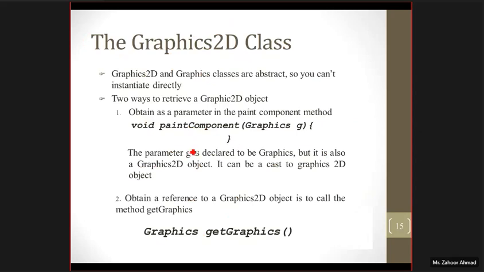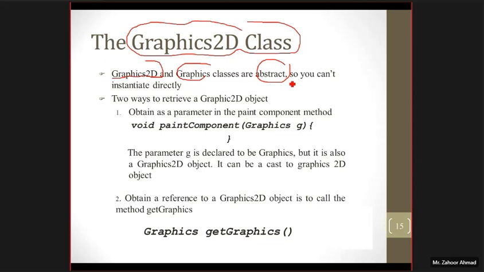Now we need to understand how we will be able to use this Graphics2D class. As I told you, Graphics2D and Graphics are abstract classes. So what does that mean? It means that you cannot instantiate them directly. Then how can you obtain them? There are two ways. Number one, you need to obtain a parameter in the paintComponent method.